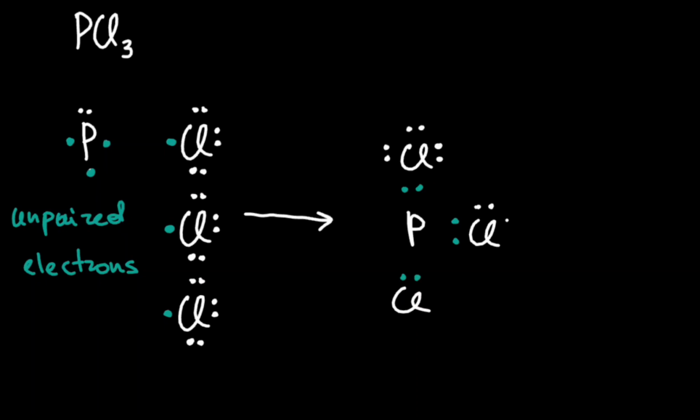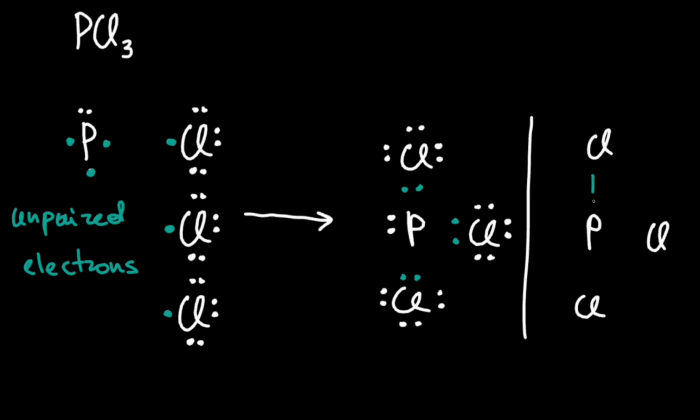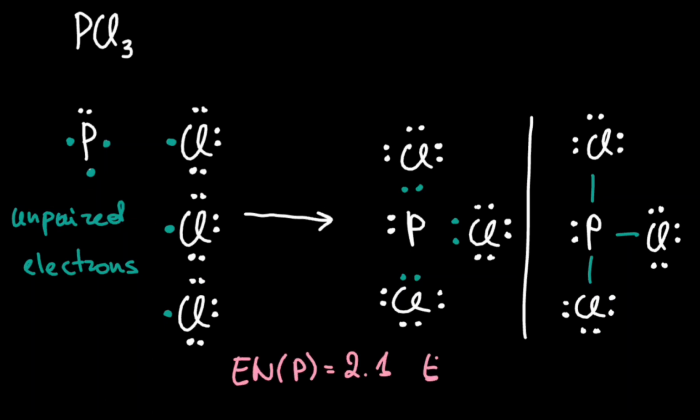To draw the structural formula, we exchange bonding pairs for bonds. In this case, phosphorus and chlorine atoms are connected by 3 single bonds. Lastly, chlorine has a higher electronegativity than phosphorus. So each chlorine will have a delta minus sign, and phosphorus a delta plus sign.